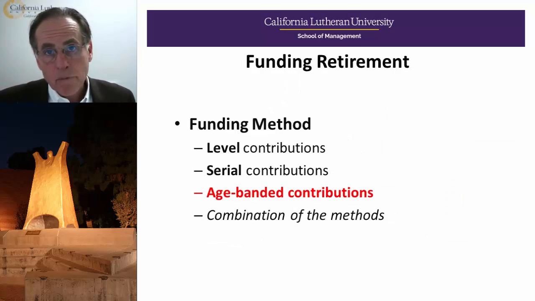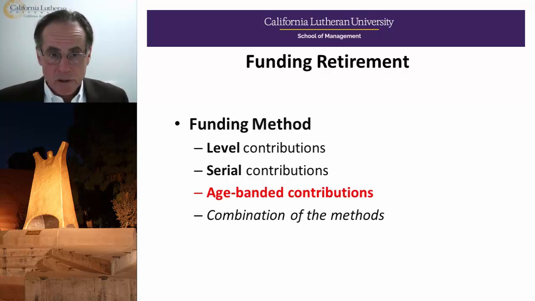In Business 591 and 593, you studied different funding methodologies. You particularly looked at level contributions and serial contributions, and then in your retirement course, Business 505, you looked at age banding contributions. And clearly, there could be a combination of these methods. In this presentation, let's review level and serial contributions. And we'll do that with an example.